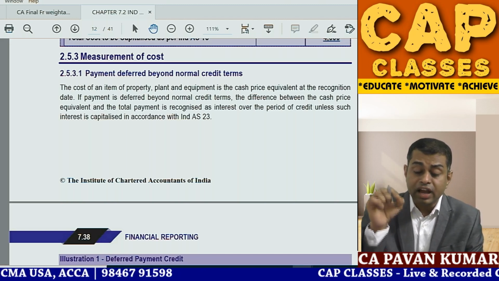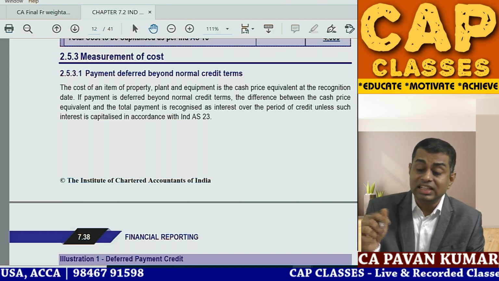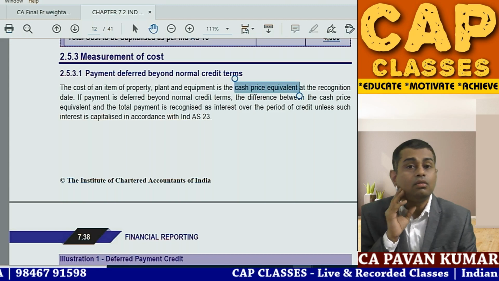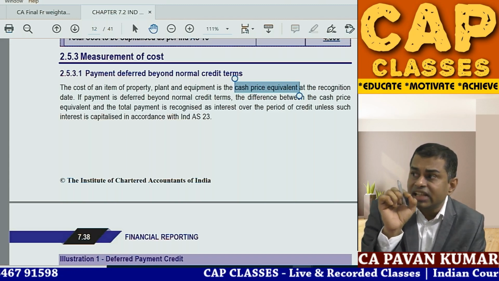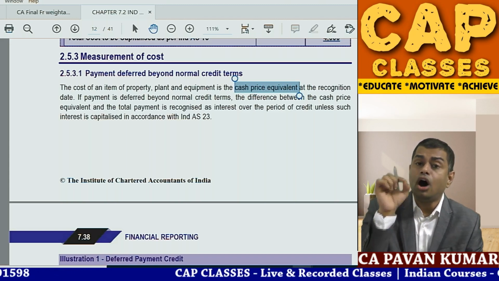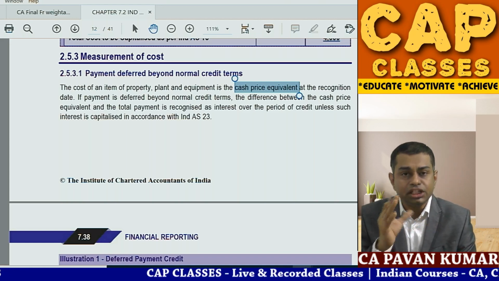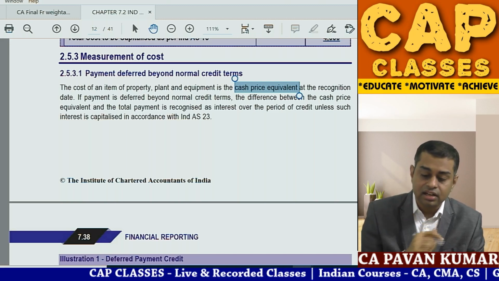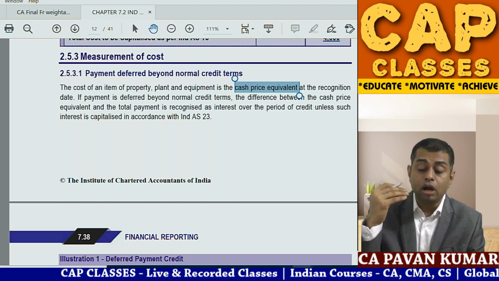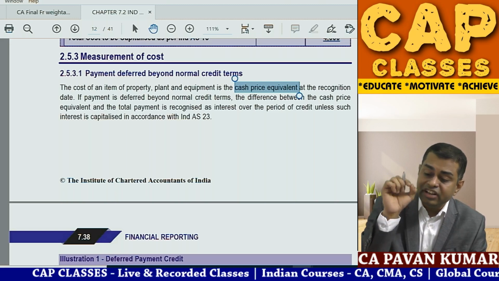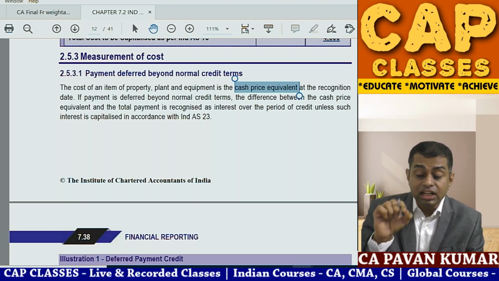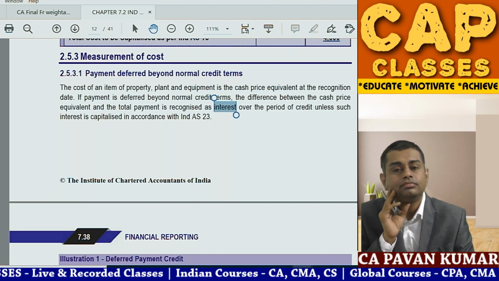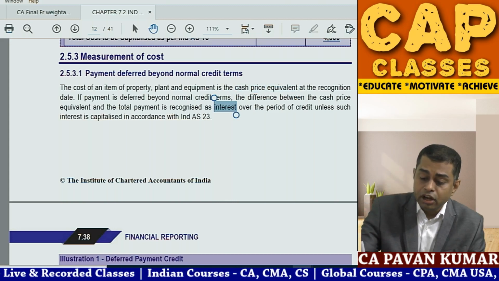The cost of an item of property, plant and equipment is the cash price equivalent. On the date of recognition, whatever the cash price equivalent is, that should be capitalized as an asset. If payment is deferred beyond normal credit terms, the difference between the cash price equivalent and the total payment is recognized as interest over the period of credit.